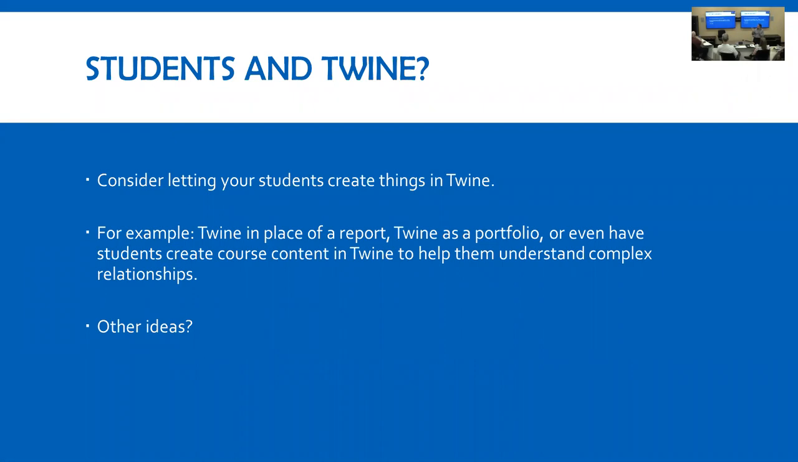Okay, so you'd already kind of touched on this a little bit, but you could also consider letting your students do things in Twine as well. Twine in place of a report, as a portfolio, or even have them create your course content in Twine to help them understand complex relationships. Or maybe they create something in Twine and send it to you, so you can see how they understood the complex relationships within the topic we're studying. There was a link earlier on one of the slides where you can look at some of the student work done in other classes.